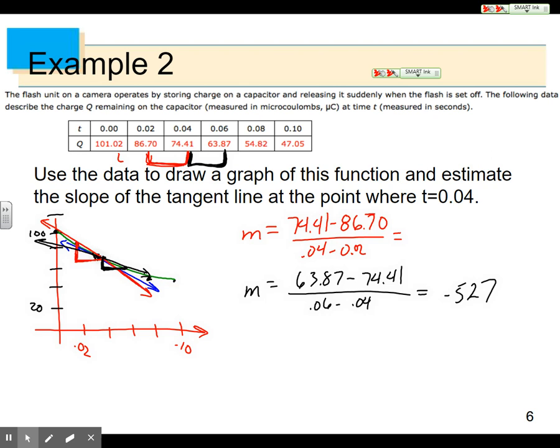74.41 minus 86.7, divide by 0.02. Okay, I guess that makes a little more sense here. If you caught that error, I apologize.